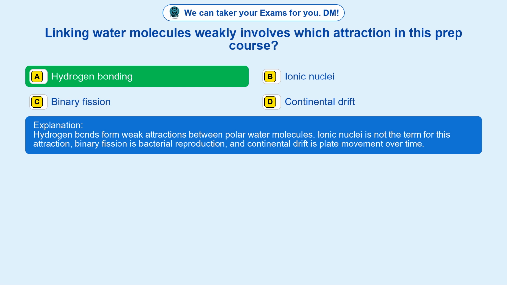Ionic nuclei is not the term for this attraction, binary fission is bacterial reproduction, and continental drift is plate movement over time.